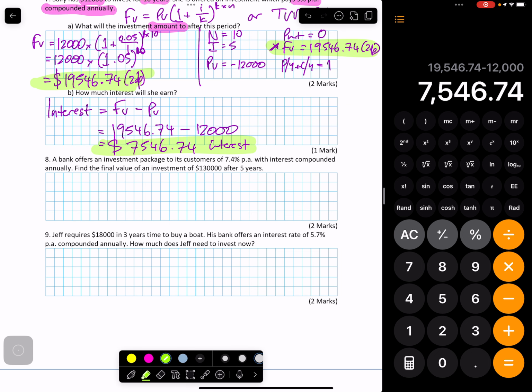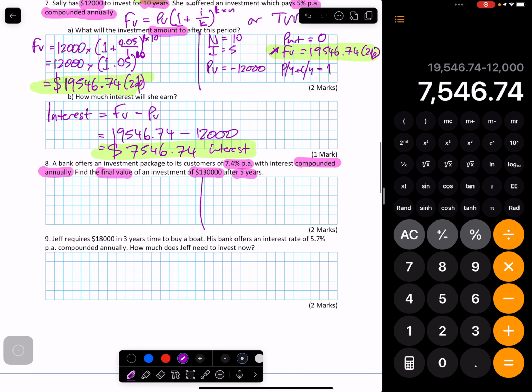A bank offers an investment package to its customers of 7.4% per annum, interest compounding annually. Find the final value of the investment of $130,000 after 5 years. So doing it both ways again with the formula, FV equals invested 130 grand times bracket 1 plus the interest rate of 7.4% as a decimal, 0.074. It's compounding annually, so annually means once a year, to the power of 1 times the number of years, which is 5.